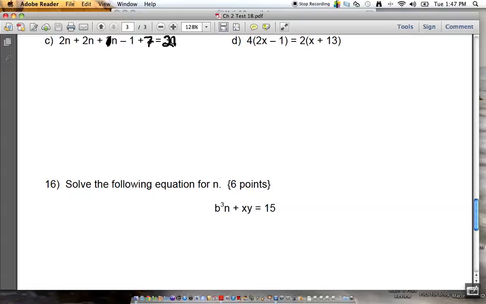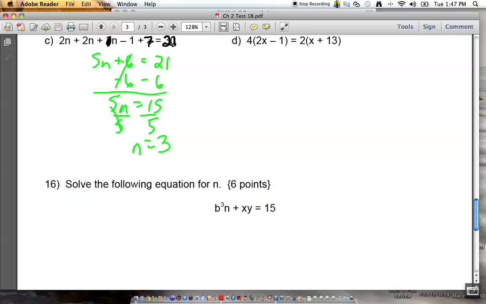21. Okay, so what's 2n plus 2n plus 1n? 5 of them. 5 n's, good. What's a negative 1 and a positive 7? 6. Positive 6. And this is 21. What's my next step? Minus the 6, right? 5n is 15. Divide by 5. N is 3. Okay? Notice that's a lot like the quiz question.